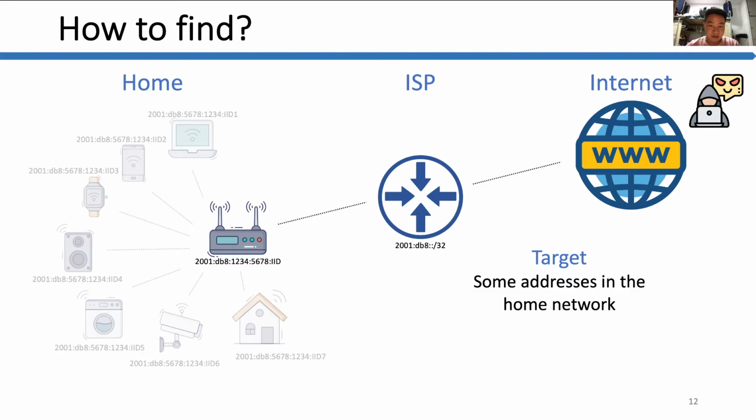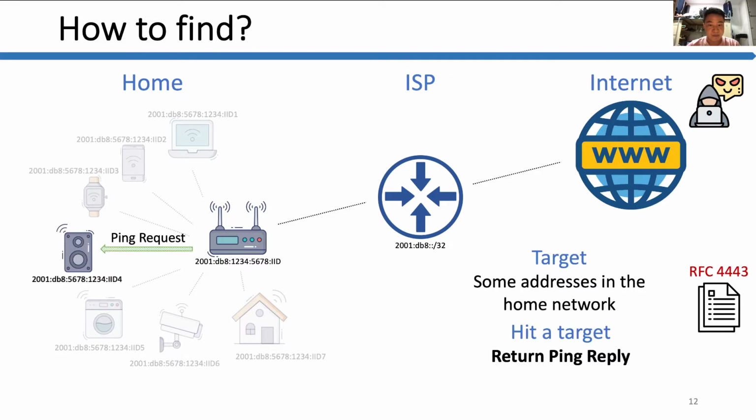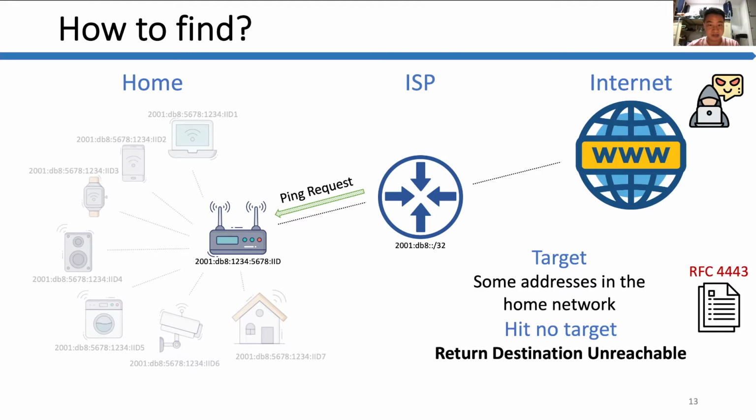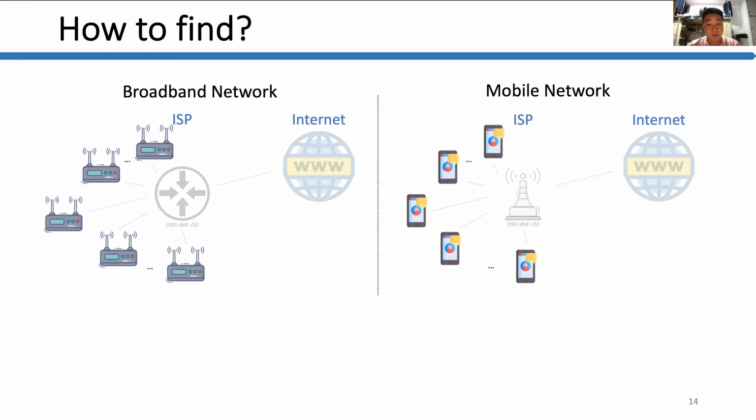The attacker can send a packet to any address in the home network. If the packet hits the target, it will return a reply message. Then the attacker finds the targeted device. However, there is a large address space for generating addresses. It is nearly impossible to hit a valid target. Therefore, the home router will generate a destination unreachable message and send it back. In the end, the attacker can find the router by sending just one packet. Now, we can find one periphery.